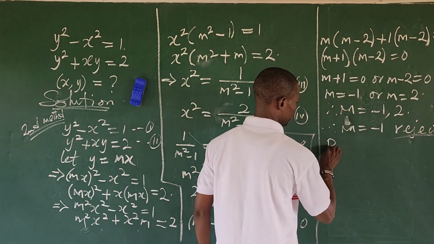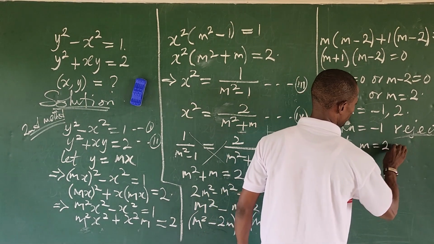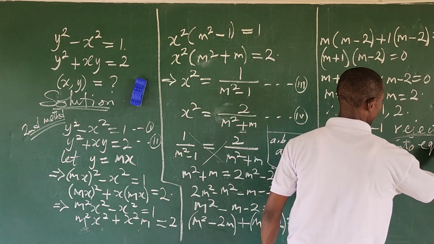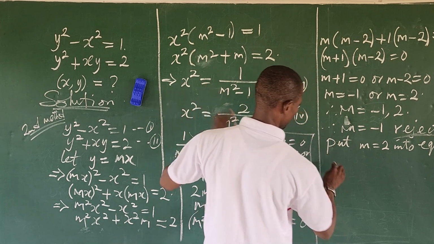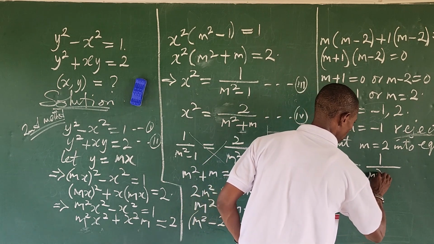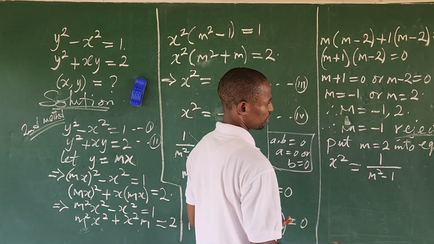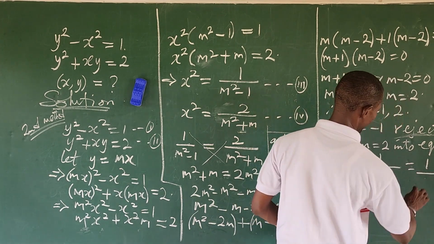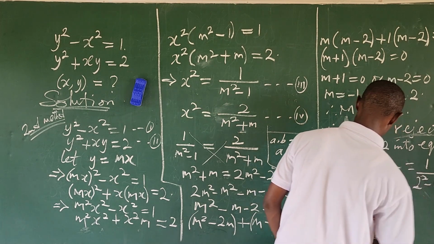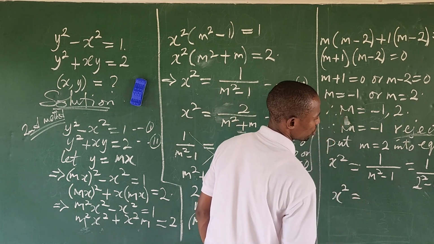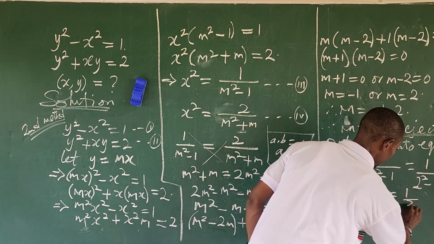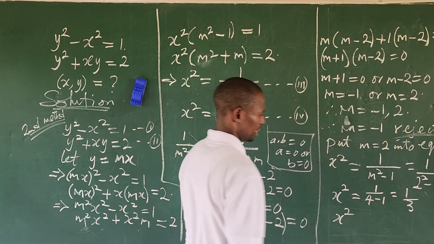So we can now put m equal to 2 into equation 3. We write out our equation 3, which is x squared equals 1 all over m squared minus 1. Substituting, this will give us 1 all over 2 squared minus 1. So we have x squared equal to 1 all over 4 minus 1, which equals 1 all over 3. So again, we take the square root of both sides.